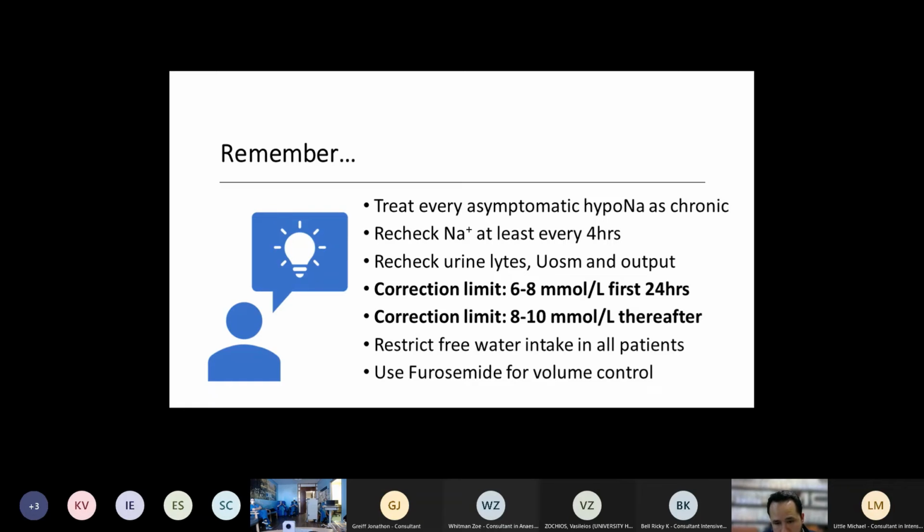It's important that we restrict free water intake in patients. We want to monitor them and we don't need them to have excess of fluid during the time they are there. And although I didn't show any cases about it, furosemide can be used for volume control if the patient is developing excess of fluid or presents impending symptoms of pulmonary edema. But then again, being in ITU, you can always filter a patient.